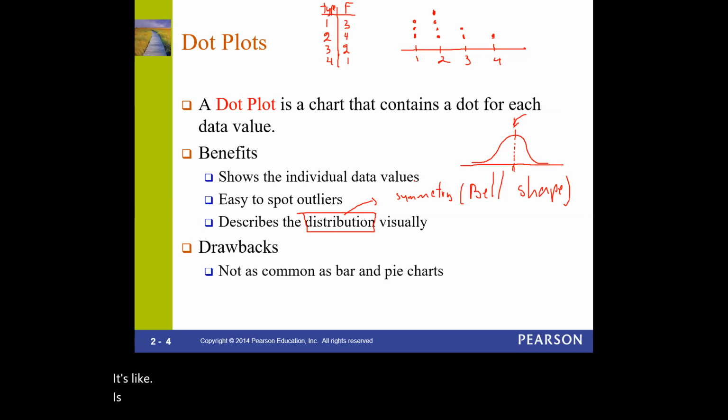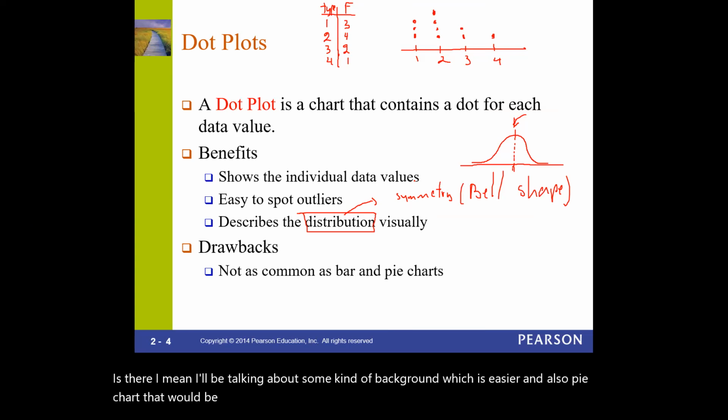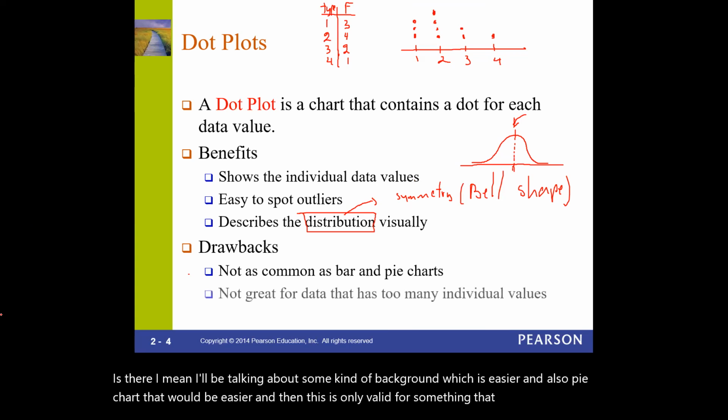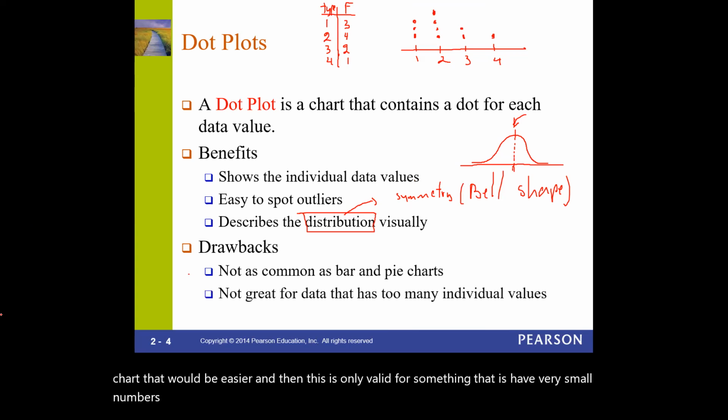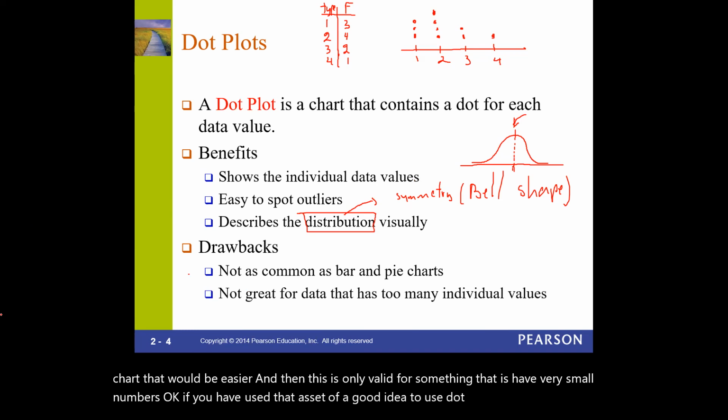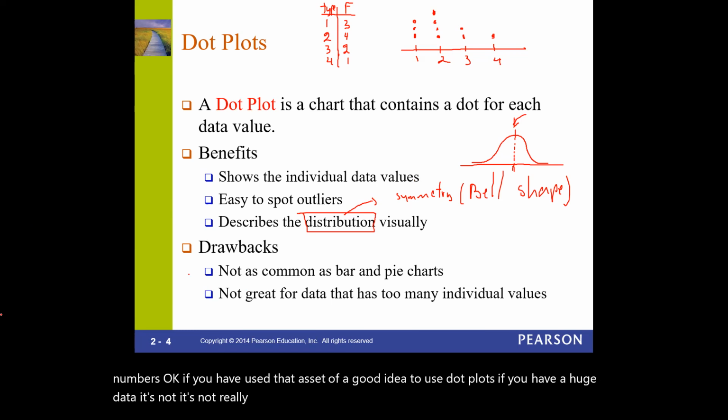I'll be talking about something called a bar graph, which is easier, and also a pie chart, which would be easier. This is only valid for something that has very small numbers. If you have a huge data set, it's not a good idea to use dot plots. But if you're using a small data set, then that's fine.